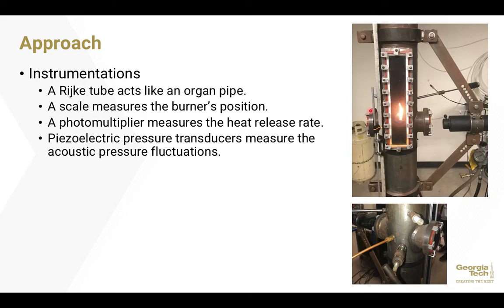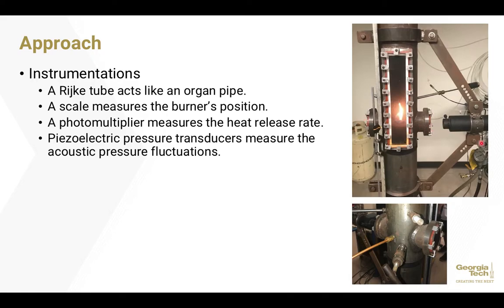The tube consists of a vertical tube with a burner placed at 1/4 of its length from the lower end. A Rijke tube acts like an organ pipe when the phenomena is observed. A scale is also attached to the tube to measure the burner's height.